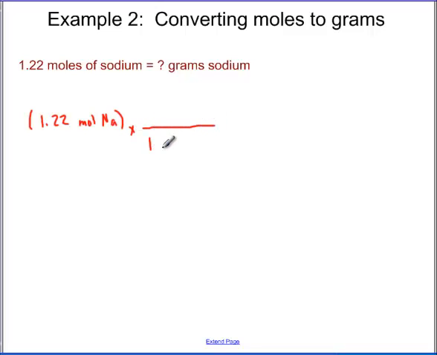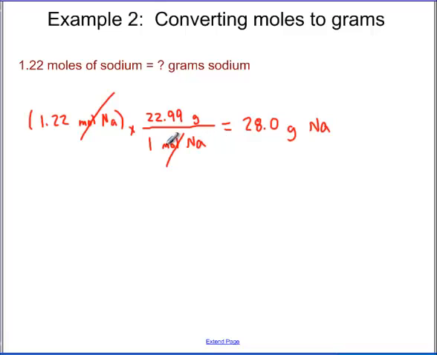So in this case, I want moles to cancel out, so mole needs to be in the denominator of my conversion factor. I go to my periodic table and I find the molar mass of sodium, which is 22.99 grams. Moles cancels out. Pick up my calculator, and I need my answer to be in 3 significant figures, and I should get an answer of 28.0 grams of sodium.